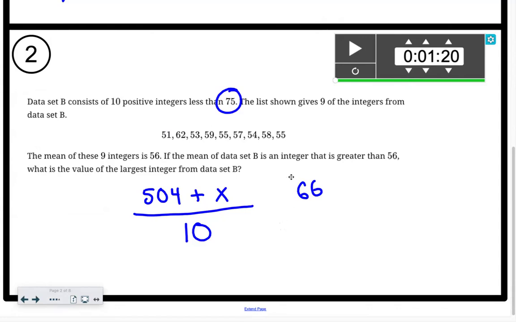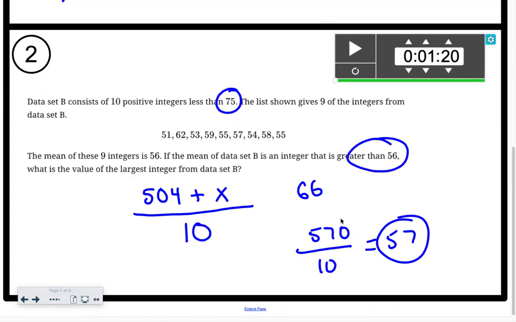So 66, because if I do 504 plus 66, I get 570. And 570 divided by 10 is 57. So there we go. And that is a mean that's bigger than 56. And the largest number in the data set is less than 75. And that'll be it. So any other number from 66 to like 74, let's say, when I add it, won't give me a number divisible by 10. And I need it to be divisible by 10 because I need the mean to be an integer.